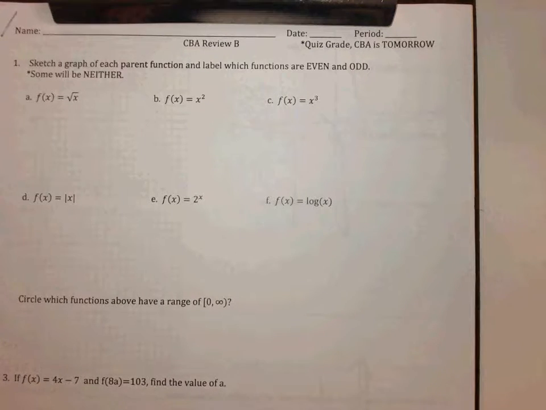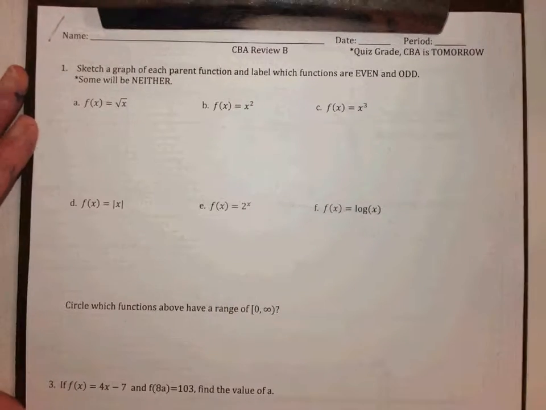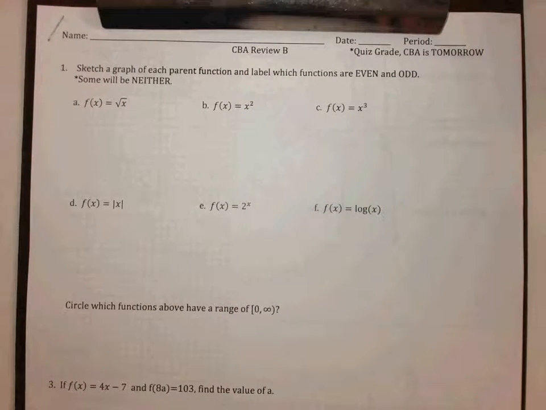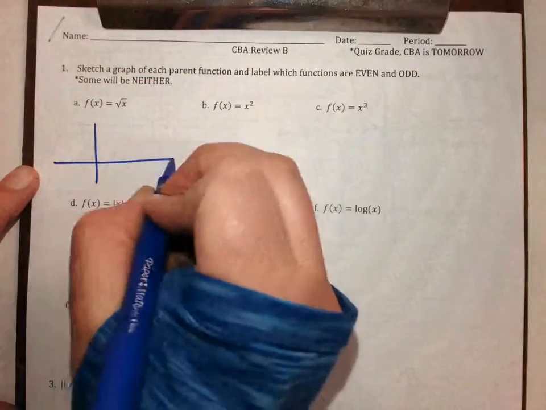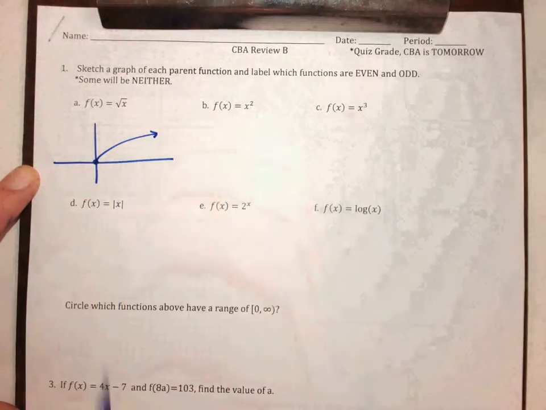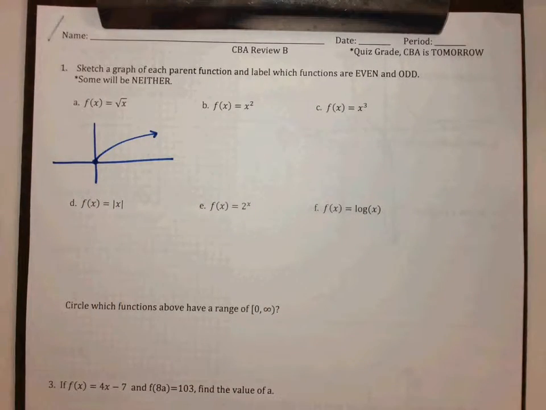Okay, first section. We're going to sketch the parent graphs. Now, do you need to memorize all of the parent graphs? No, you have a calculator, not a cell phone. No cell phones tomorrow, but you'll have a calculator. You don't know what it looks like? Type it in. So square root x, if you typed it in, starts at 0, goes like that. So we're graphing those? Yeah.